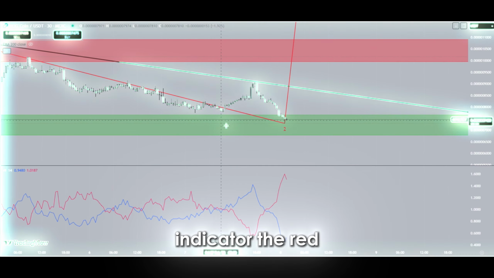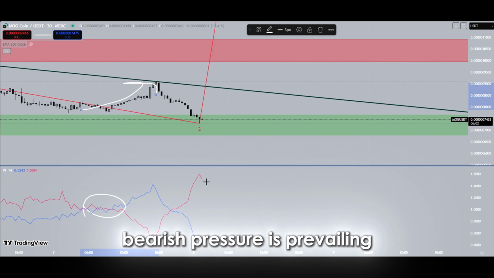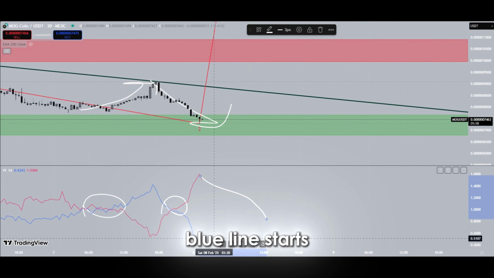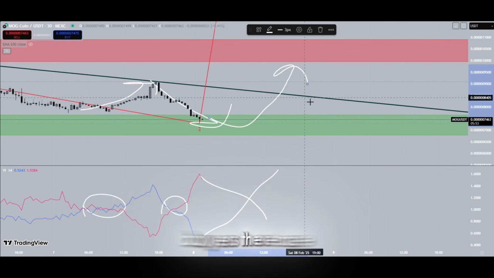On the vortex indicator, the red line is on top, which means that bearish pressure is prevailing. The bears are strong in the market right now. However, if the blue line starts to be on top, this indicates the start of an uptrend. And the more buyers there are, the harder the uptrend will be.